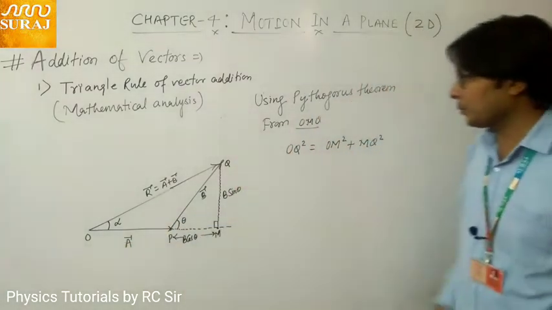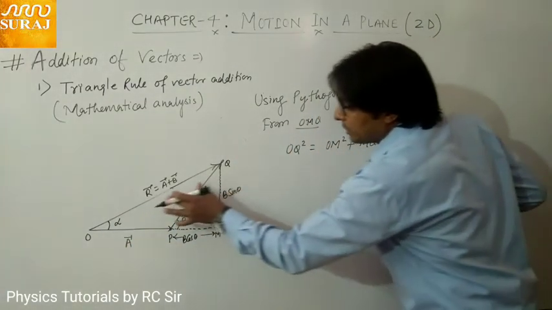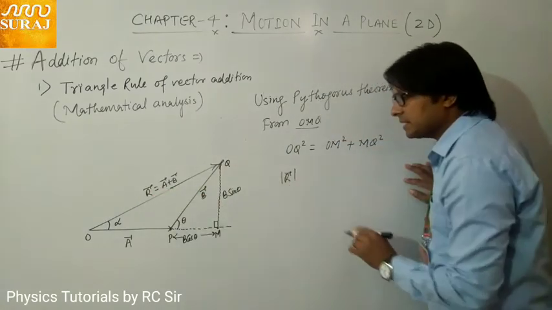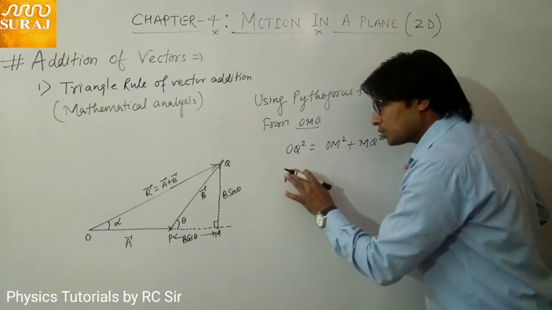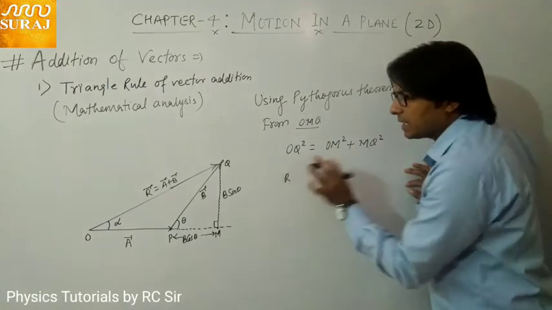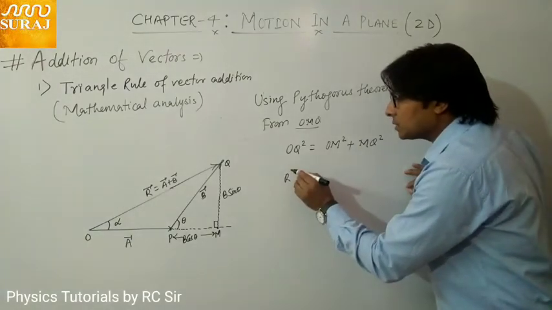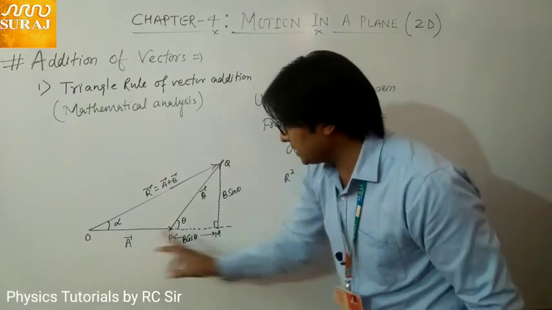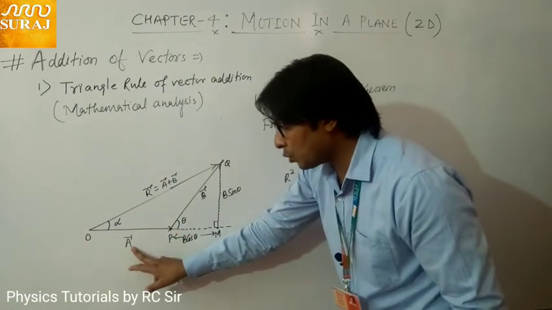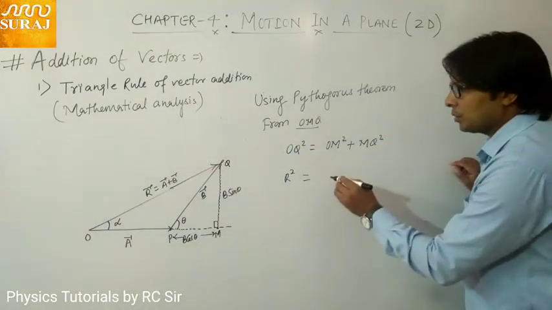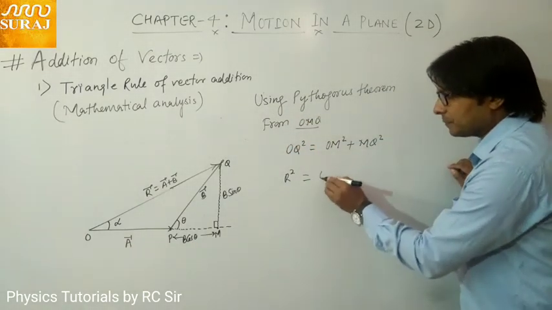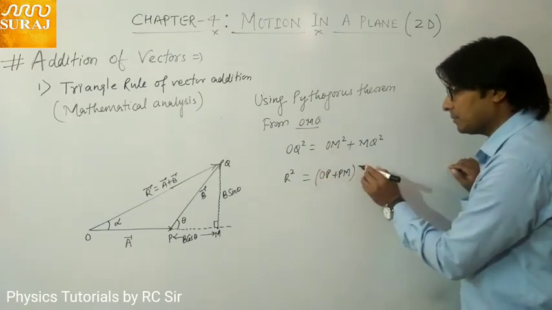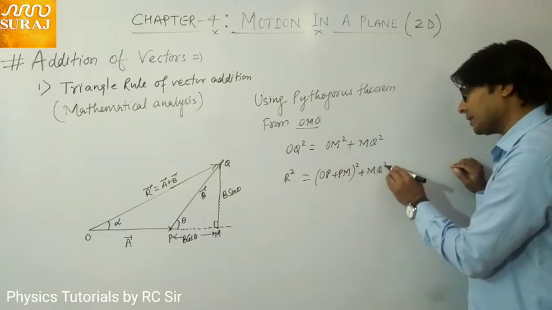that is OMQ. Okay, now this OQ can be written as mod of R vector, and normally we represent mod of R vector as this, but you can also represent it as this because this is a scalar quantity. Okay, so R square is equal to OM. What is OM? OM is this distance, which can be represented as mod of A vector plus B cos theta. So mod of A vector, or you can say this is OP plus PM. What is OM? OP plus PM whole square plus MQ square.